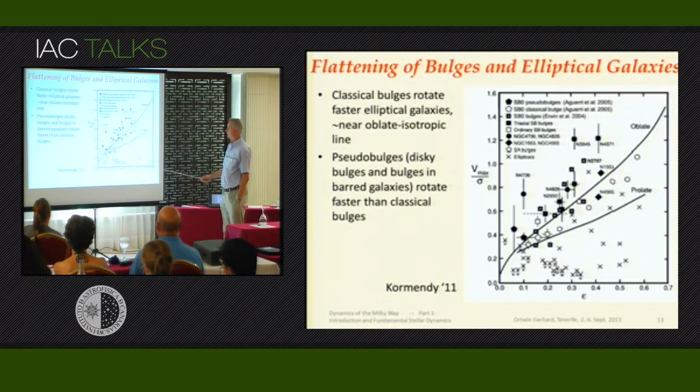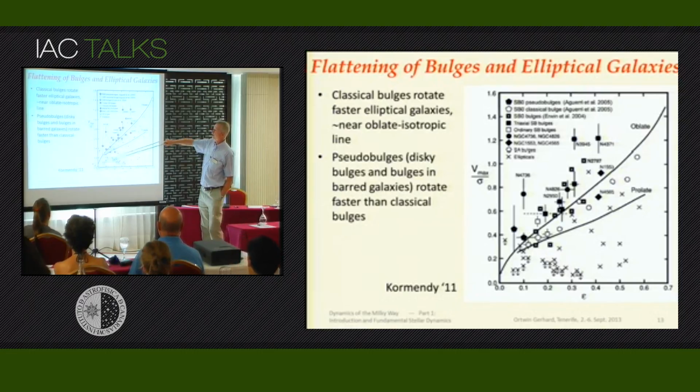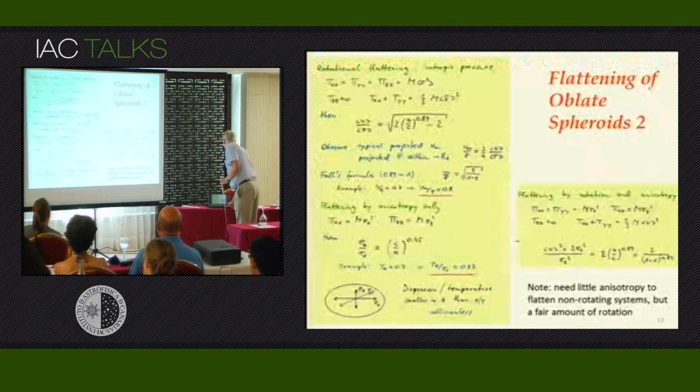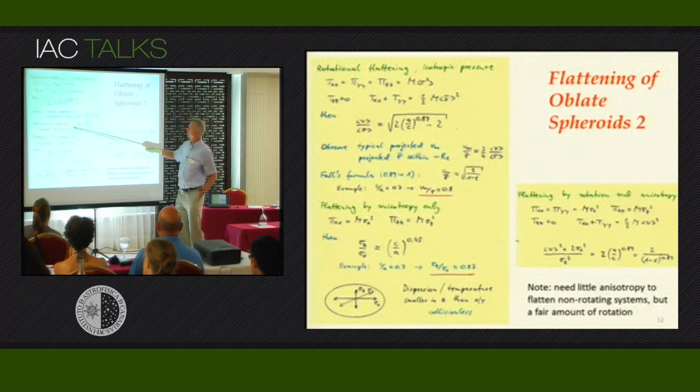Okay, so finally I want to illustrate this by this diagram here, which comes from Kormendy and Illingworth originally about 30 years ago. But this is an update that Kormendy did a little while ago. And so what's plotted here is the axis ratio of elliptical galaxies and bulges of spiral galaxies of various kinds, versus the ratio of the maximum rotation velocity to some suitably defined velocity dispersion.